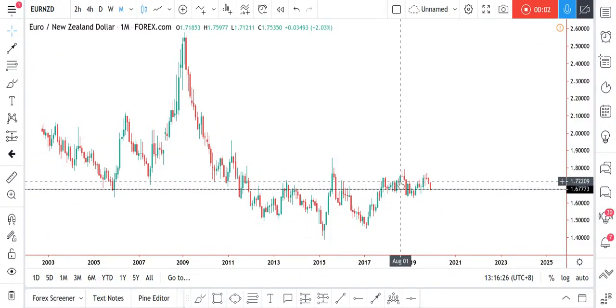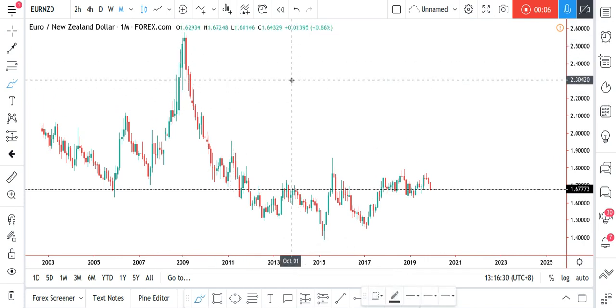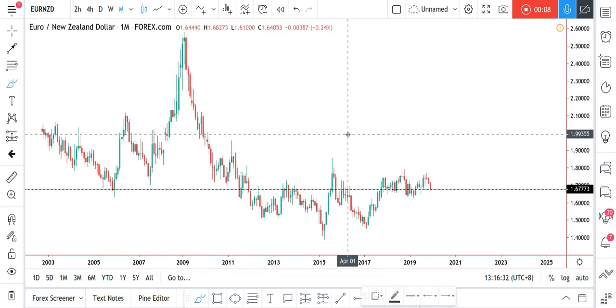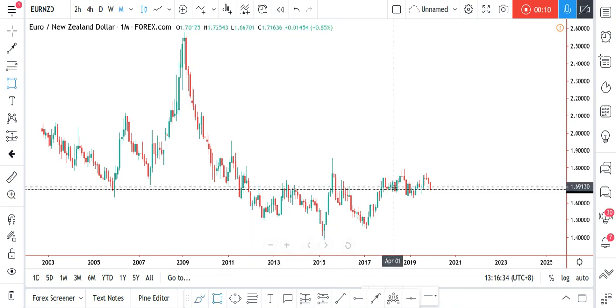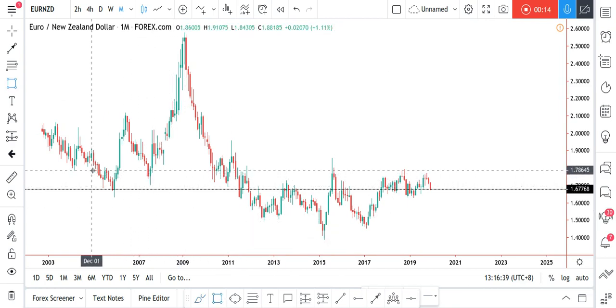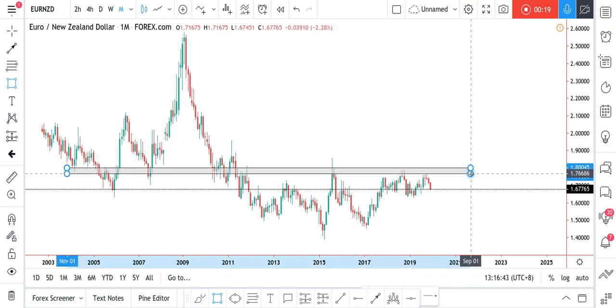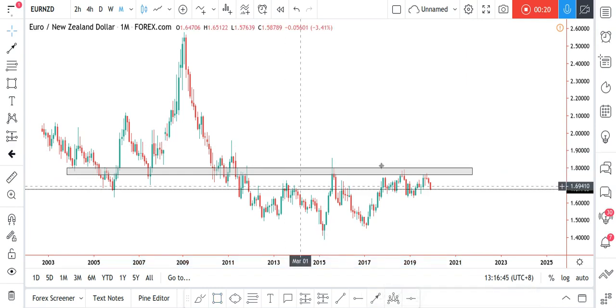Hey guys, let's have a look at this quick educational video on how to do a multi-time frame analysis. On a multi-time frame analysis, we always need to find big and strong areas in the market. When we want to find strong areas in the market, we need to look at previous price action in order for us to get strong areas in the market.